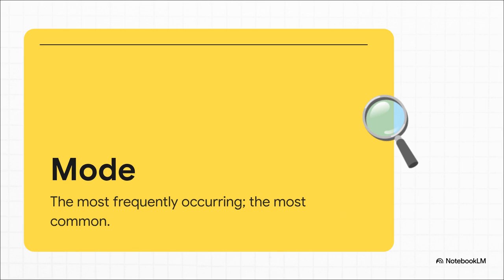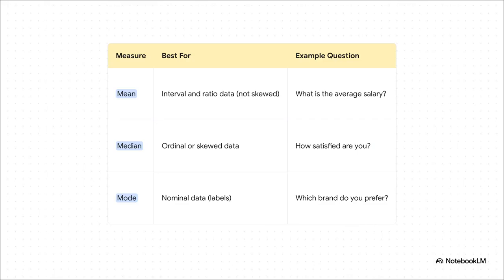This one's the easiest of all. It's simply the value that shows up most often. It's the most popular choice in the group. Think of it like looking at a rack of t-shirts and seeing which size is the most common. That's the mode. So the big takeaway here is that these aren't interchangeable.